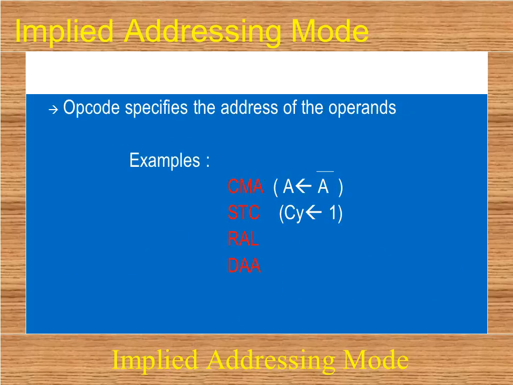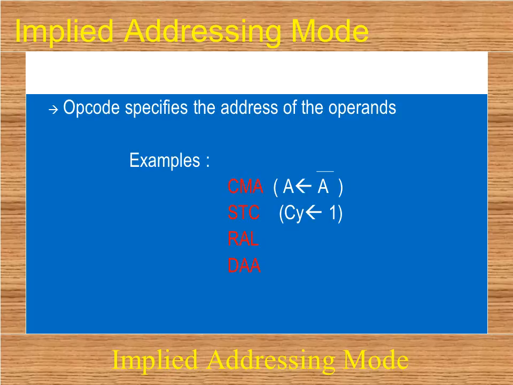Coming to implied addressing, the opcode specifies the address of the operands. That means the instruction itself has an opcode and itself has an operand. Coming to CMA, CMA is complement accumulator. That is, the accumulator itself has the data that will be complemented.